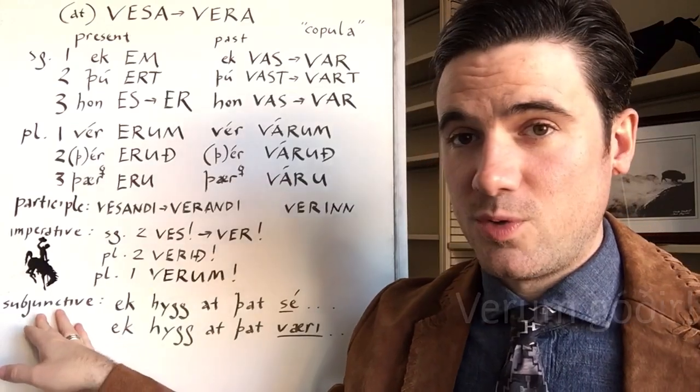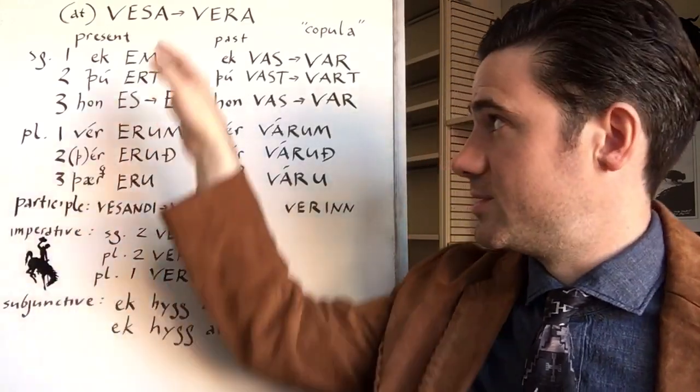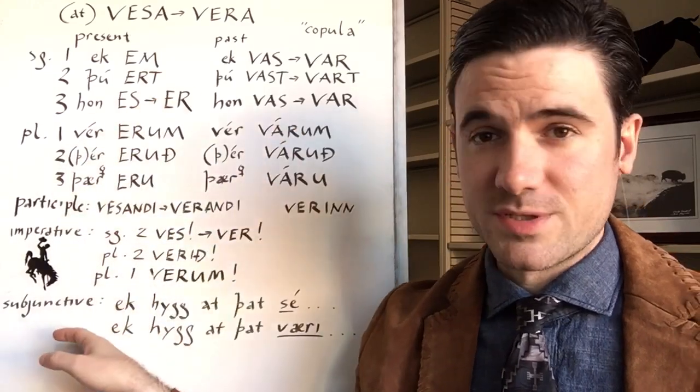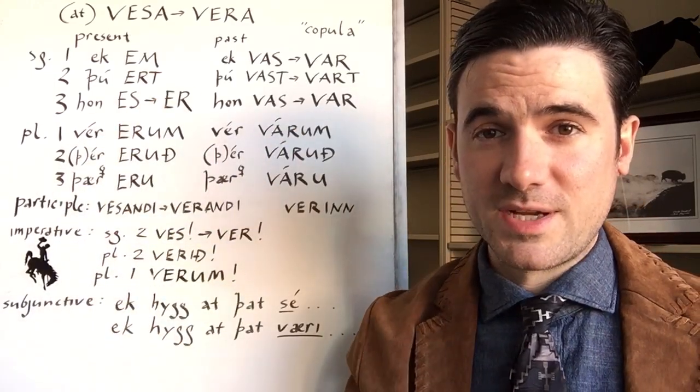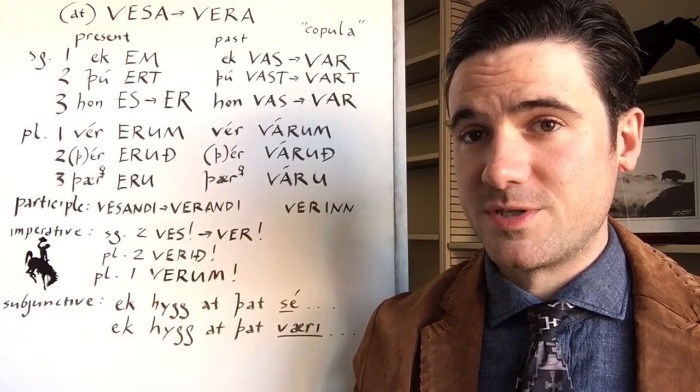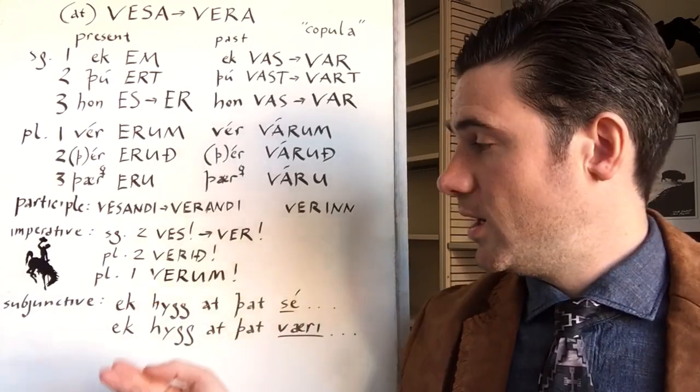The subjunctive has a whole separate set of endings. So these are the indicative or normal verb endings, and then there's a whole separate set for subjunctive, for a verb that does not have a committed truth value. I'm not going to go into that. I'll have to do a separate video about subjunctives, but this is a preview.